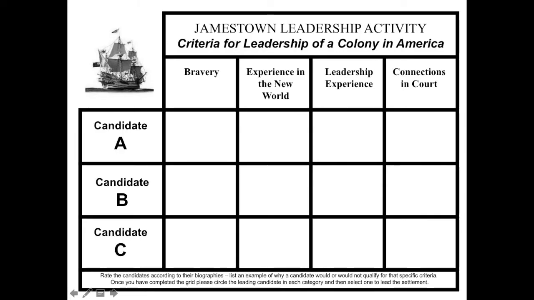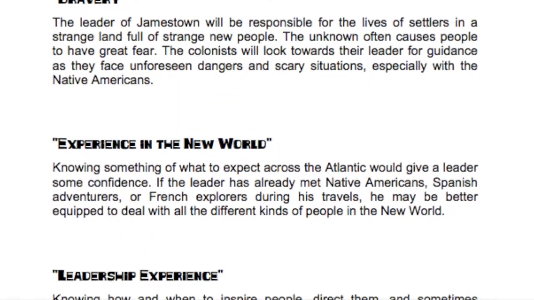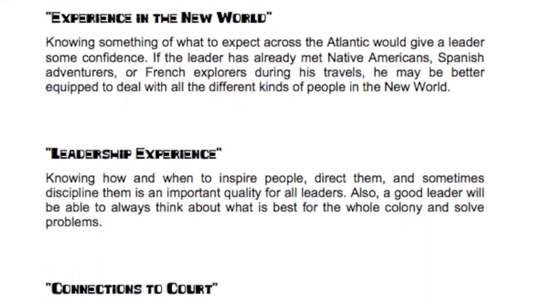I then give my students a grid. The grid has different characteristics of leadership. One is experience in the new world, another is bravery, another is connections to the court, and then there's just a leadership overall category. So what the students do is they look at those resumes from these 3 individuals and they rate them on that grid according to where they believe they are in that particular characteristic. So they look at the 3 individuals and they rate them according to bravery, for example.